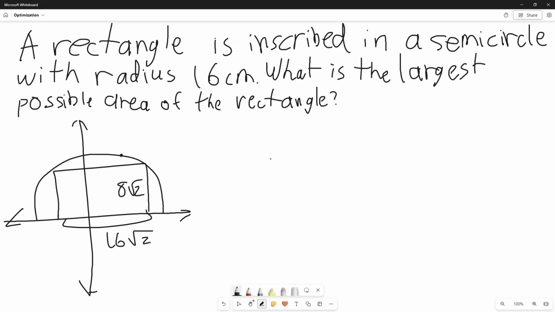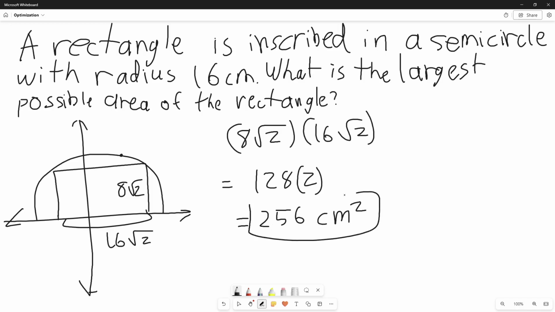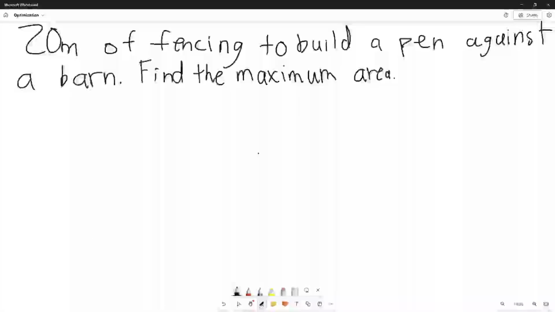So now to find the largest possible area, all we have to do is multiply these two together. So 8 square root of 2 times 16 square root of 2. This is going to be 16 times 8, which is 128, times 2, which is 256 centimeters squared. And that's our final answer. Now, let's do another practice problem. If you think you know how to do this one, then pause the video and try it.